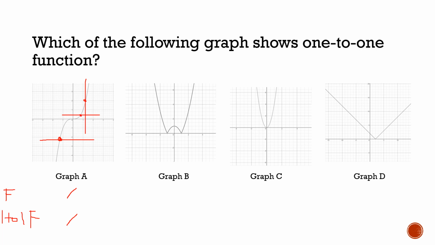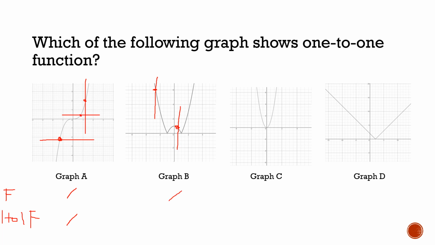So for graph B, let's try if it represents a function. If we apply a vertical line here, there is only one point of intersection. Let's try it at some point here. When we apply a vertical line, there is only one point of intersection between your vertical line and your graph. Then this graph is a function.